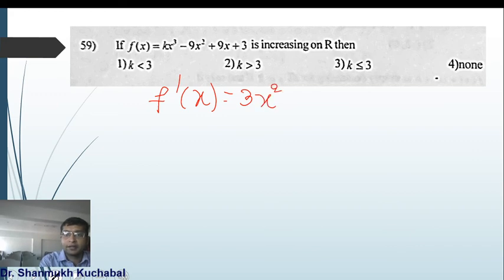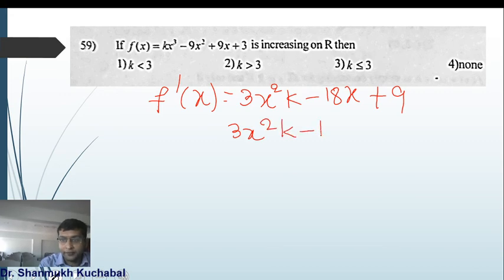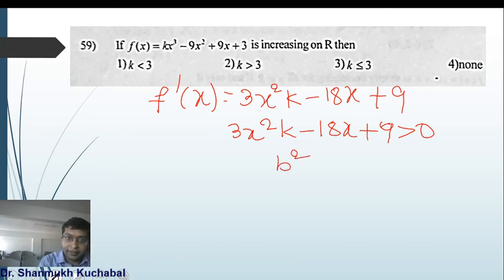3x square k minus 18x, and the differentiation of 9x is plus 9. Then it is increasing. Increasing means the first order differentiation we have to take as greater than 0. Further I take b square minus 4ac, the quadratic form. So the condition is less than 0, usually less than 0.